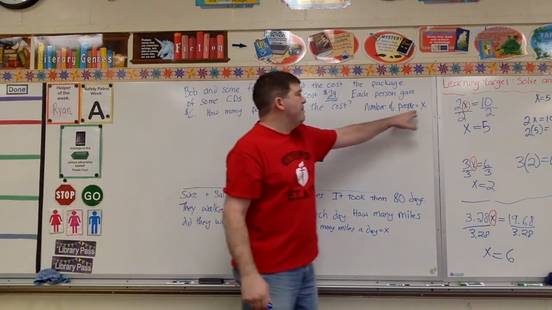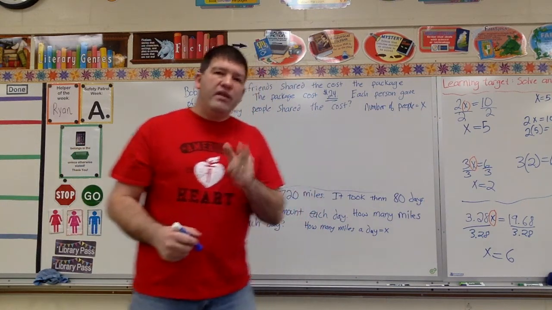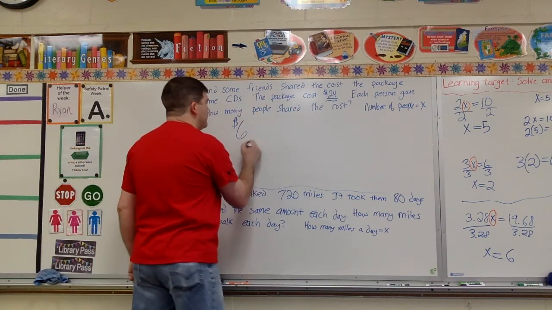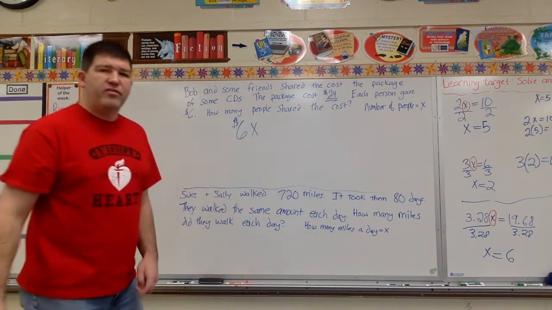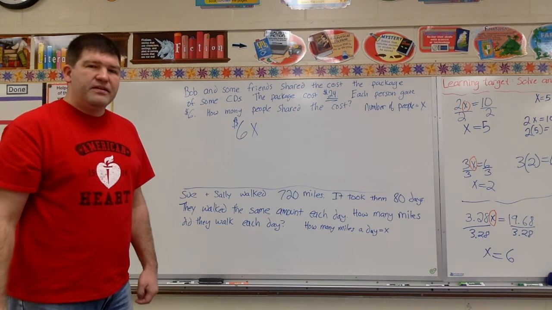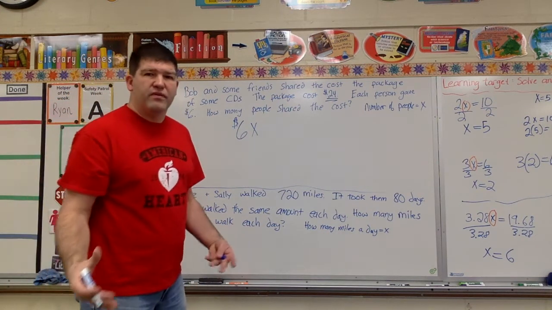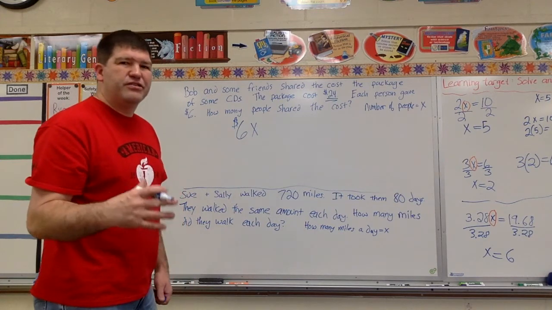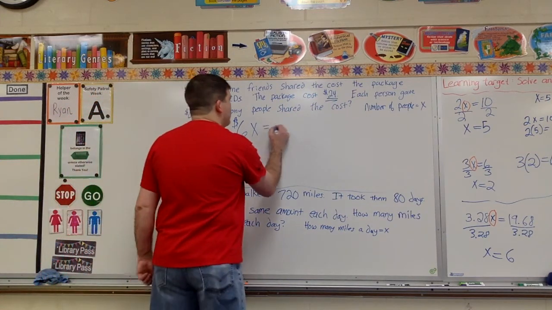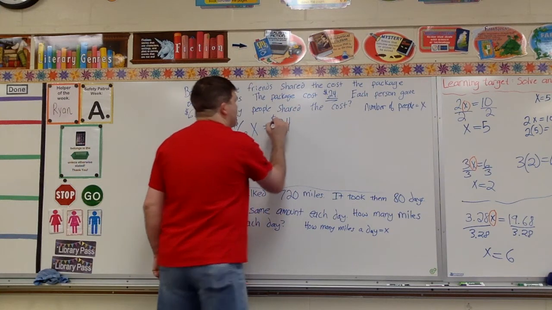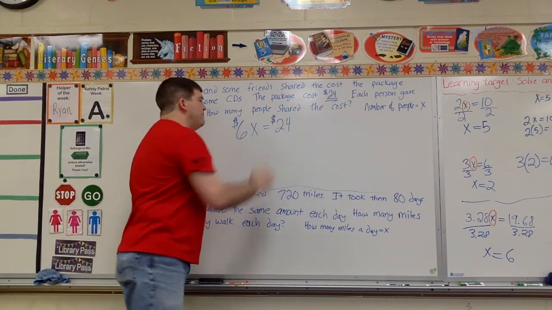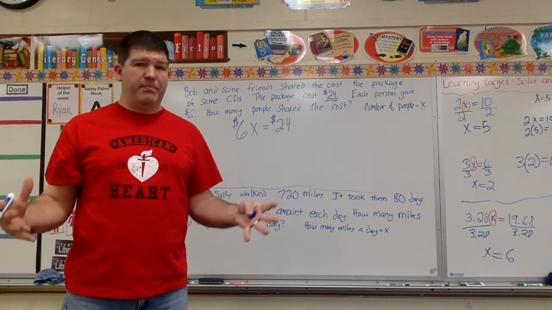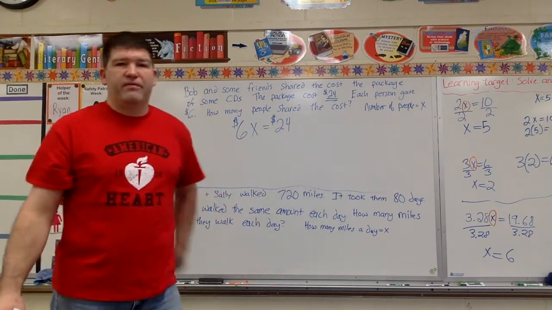So number of people is X. We know they each spent $6. So if they each did $6 times the number of people there were, okay? So if there was just 2 of them, then that would have cost $12. But they didn't just do $12. They paid a total of $24. Okay? So it's $6 times so many people got me all the way to the 24.